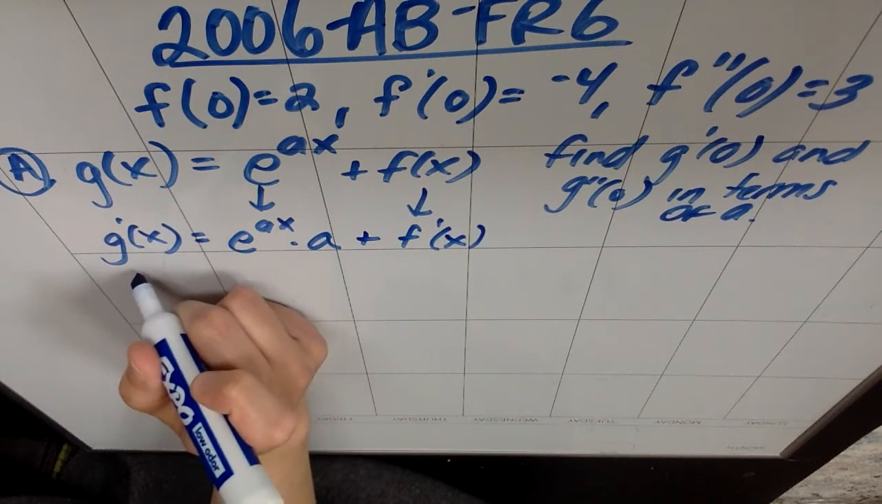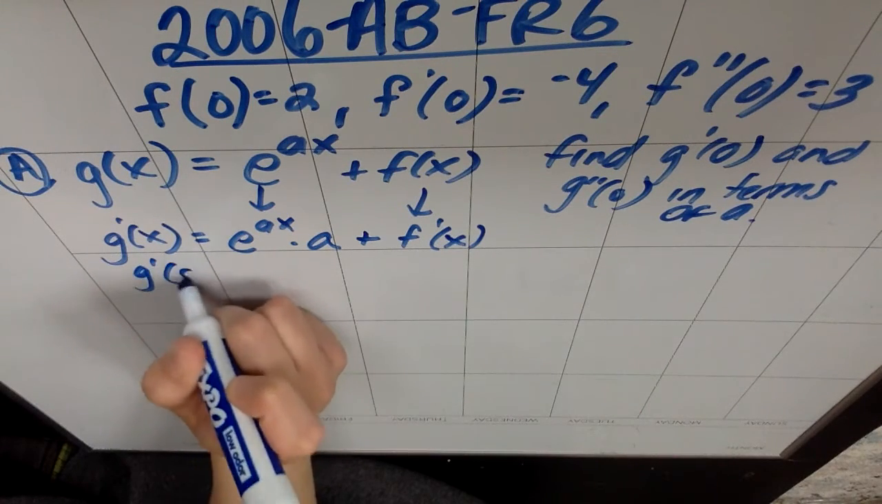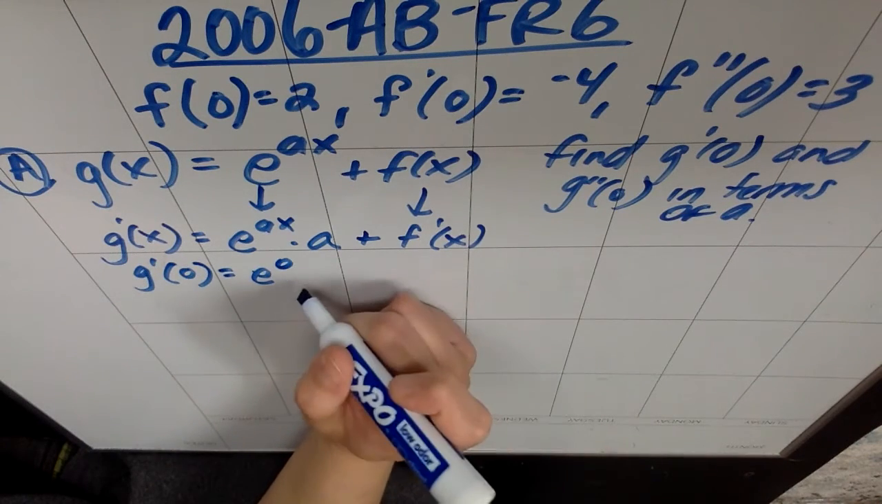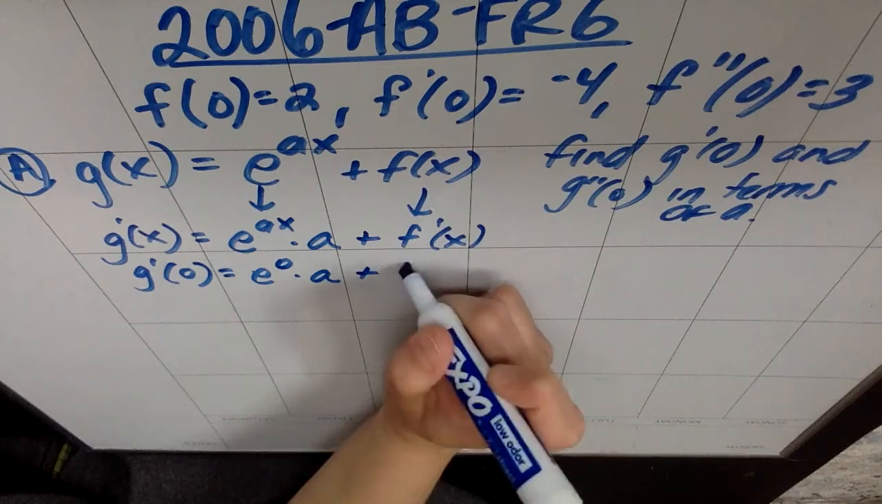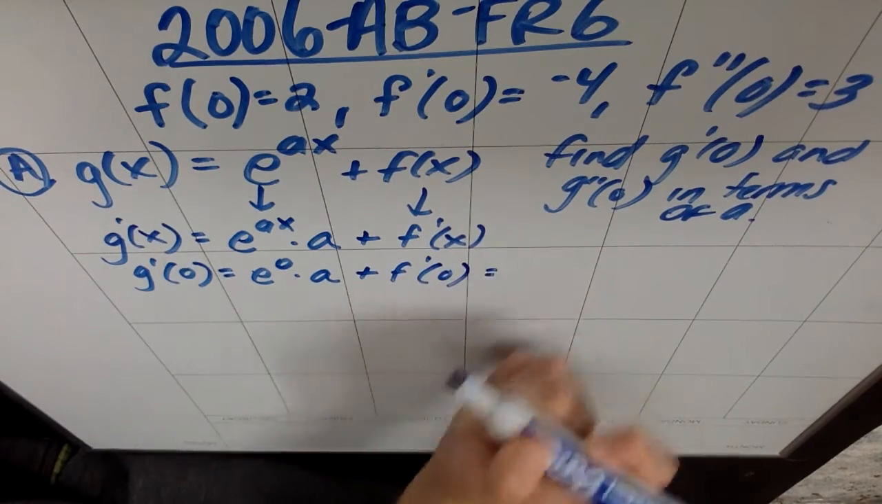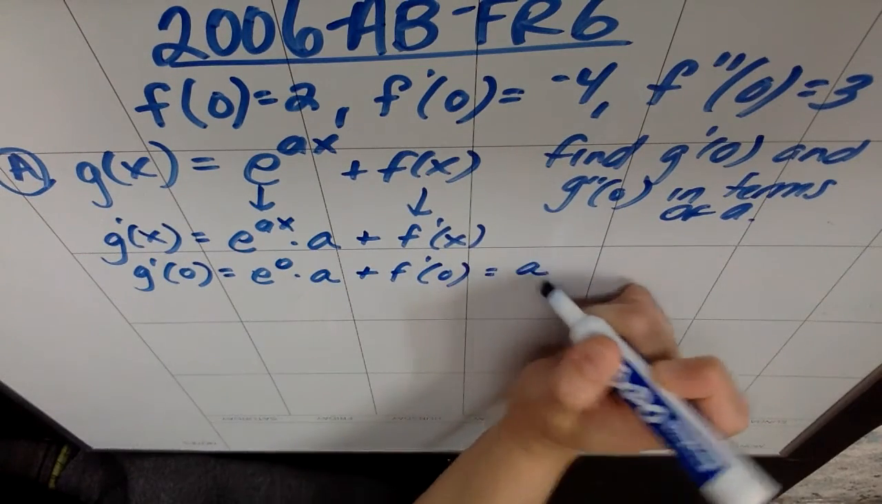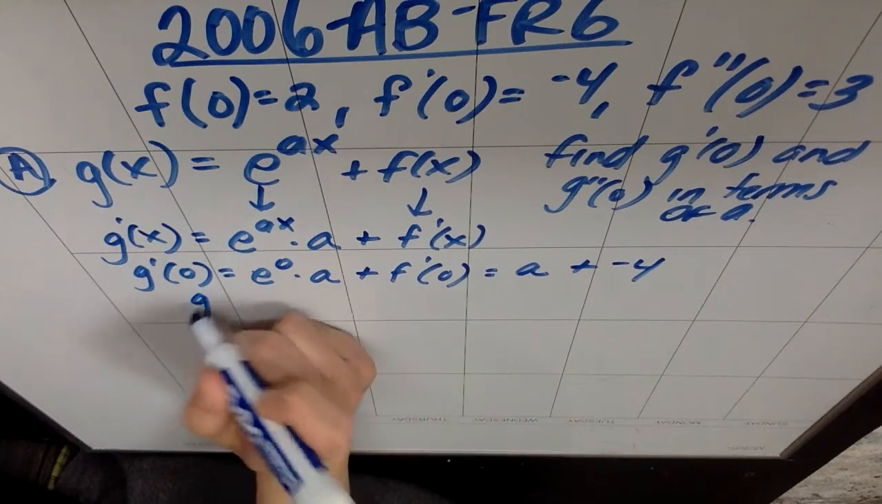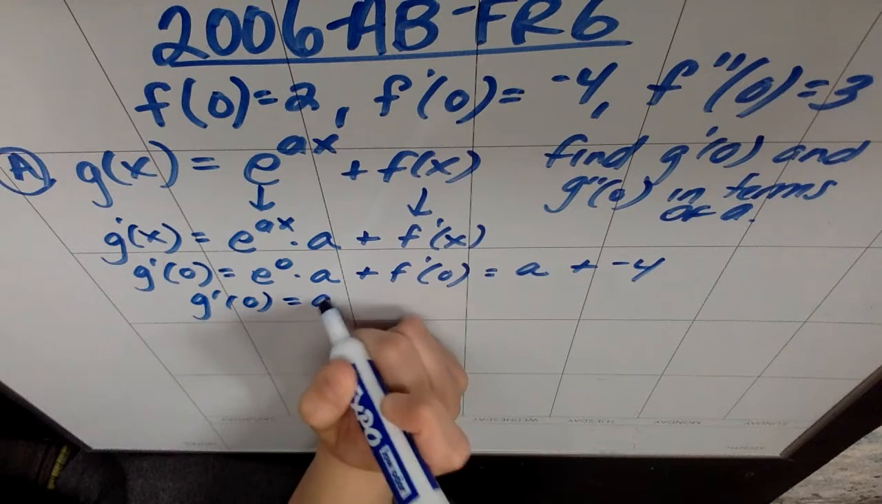That means that if I want to find g prime of 0, I'm going to get e to the 0, because a times 0 would be 0, times a, plus whatever f prime of 0 is. Well, e to the 0 is 1, so I just get an a, plus f prime of 0 is a -4. So g prime of 0 is a minus 4.